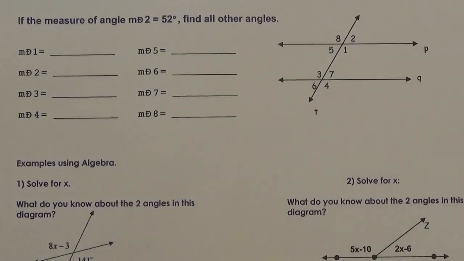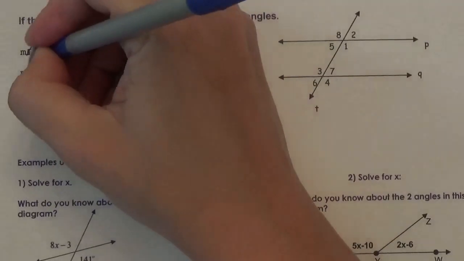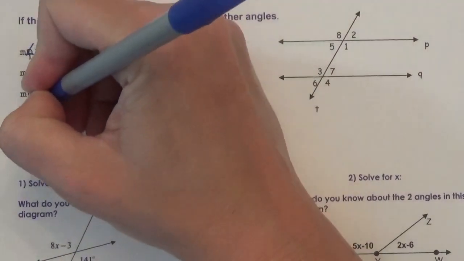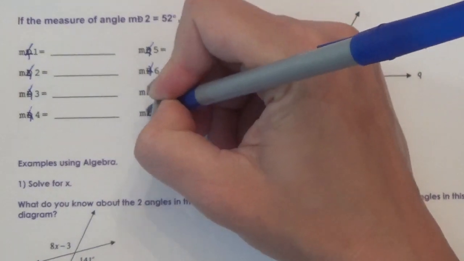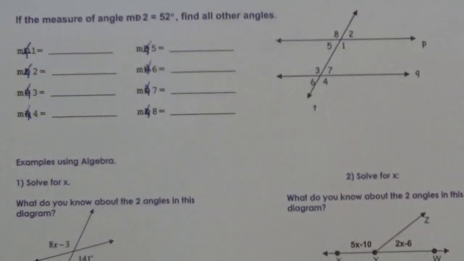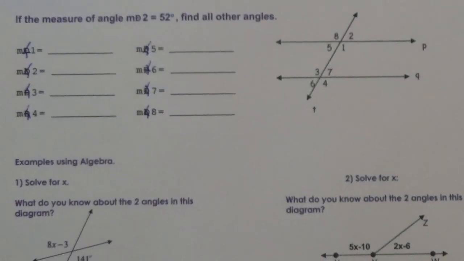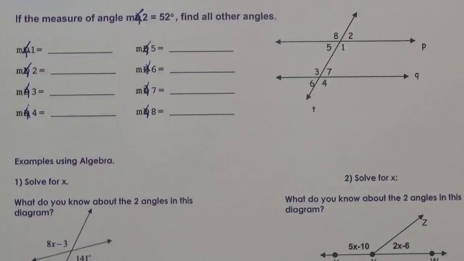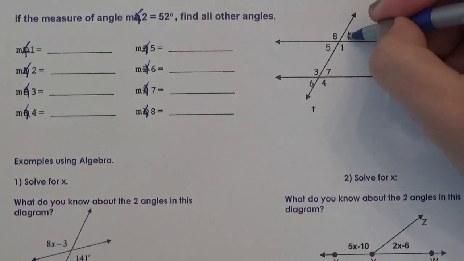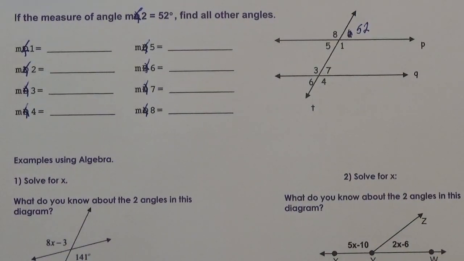Okay, so this is cool. Let's actually figure out the, oh, this didn't print either. Those are supposed to be angle symbols. My apologies if it doesn't look like that on yours. And I don't know if it's blurry, but we'll keep going. All right, if the measure of angle 2 is 52, I'm going to cross it out and put 52. Find all the other angles.